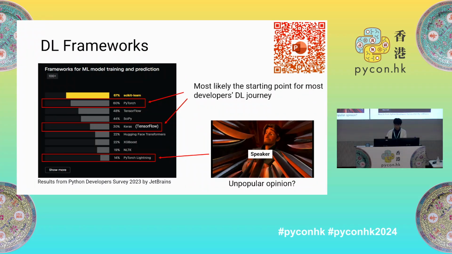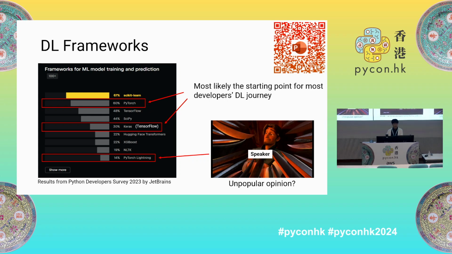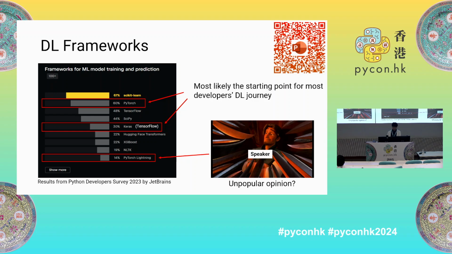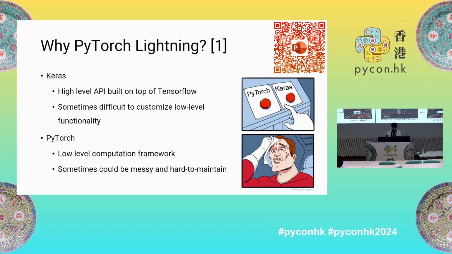Then we can see PyTorch and TensorFlow are mostly used. For TensorFlow, most developers prefer using its high-level interface Keras, which simplifies working with TensorFlow. Keras and PyTorch are most likely the starting point for most developers in the field. And now we finally see PyTorch Lightning comes in at just 14%, which seems to be quite low. So does it mean we should leave now and just use PyTorch or Keras? Well, not so fast, and we'll see why.